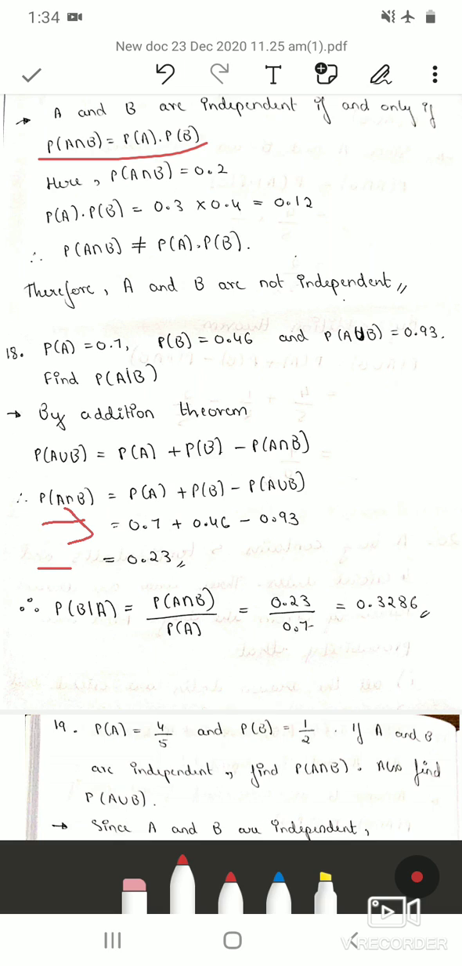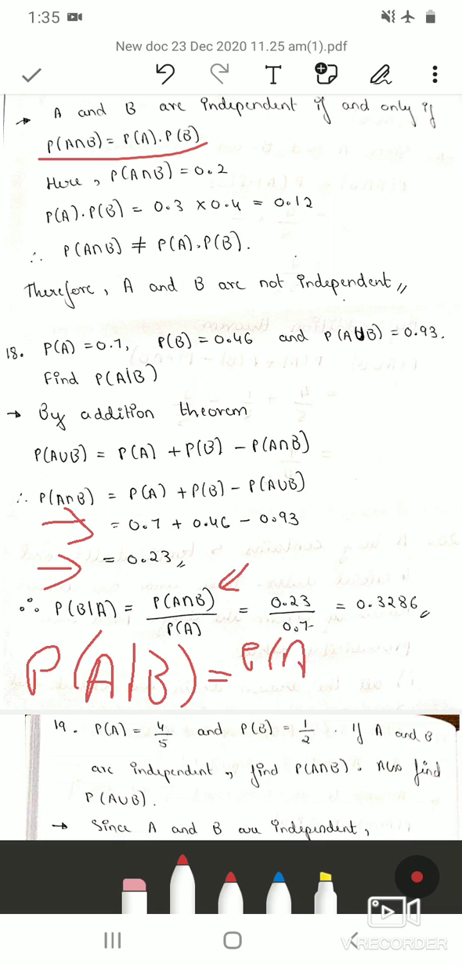Substitute the values and solve for probability of A intersection B, which is 0.23. So now we got all the values. Therefore, probability of B given A would be probability of A intersection B, which is 0.23, divided by probability of A, which is 0.3286, and probability of A given B would be probability of A intersection B divided by probability of B.